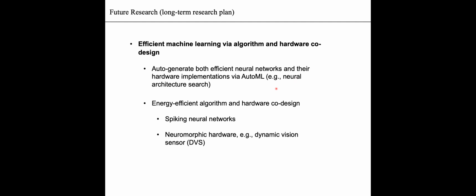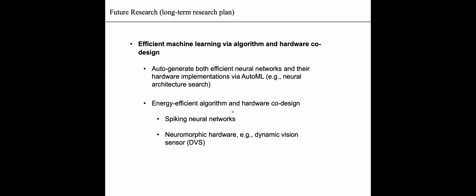So I want to use auto machine learning techniques to auto-generate efficient neural networks and their hardware implementations so that you can have more compute per unit. And I also want to pay attention to energy efficient algorithm and hardware co-design.